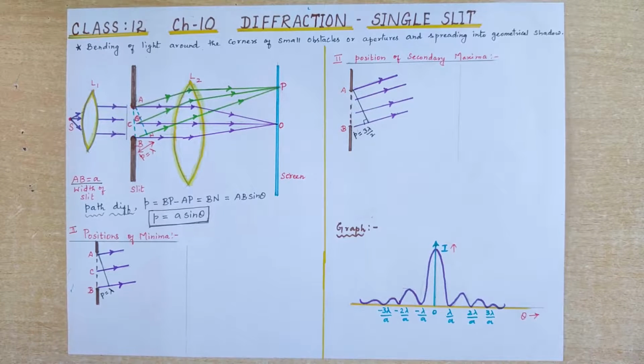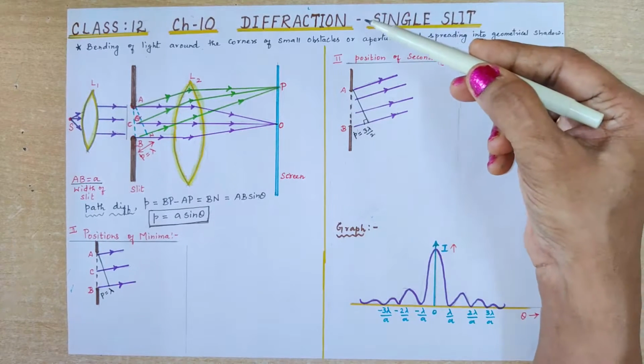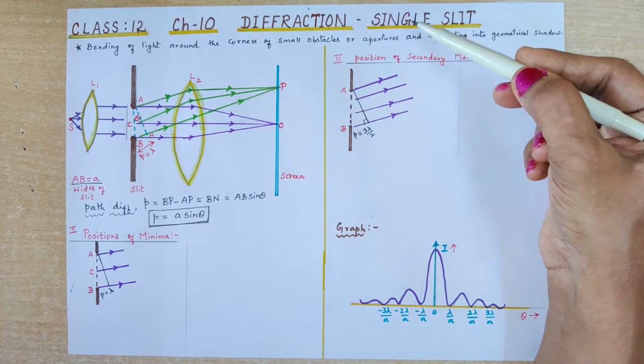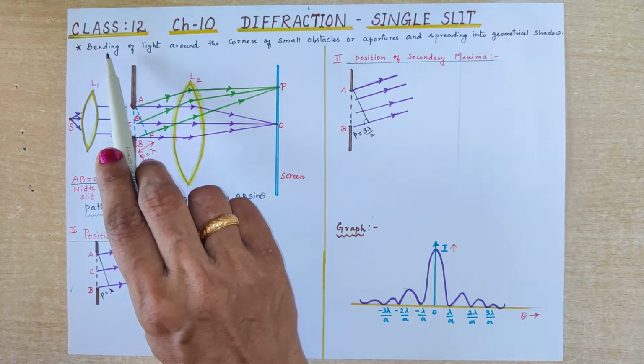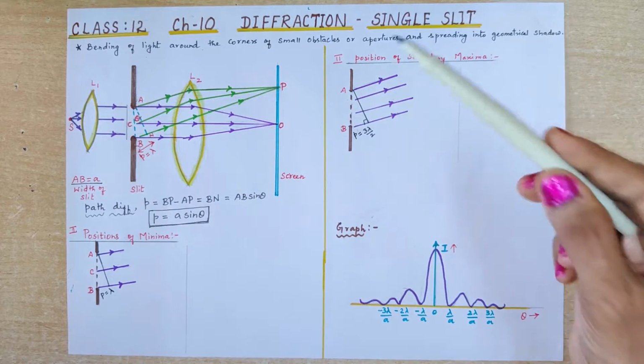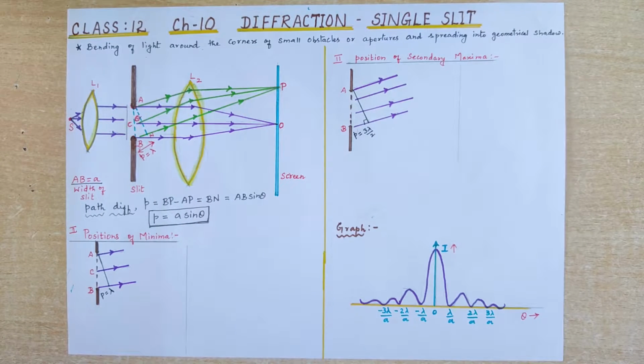Hello students, in this video we are going to learn about diffraction of light at a single slit. Diffraction is a phenomenon of bending of light around the corners of small obstacles or apertures and spreading of light into its geometrical shadow on the screen. It is similar to interference.